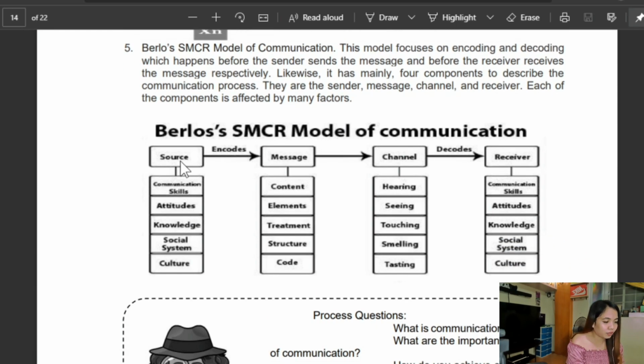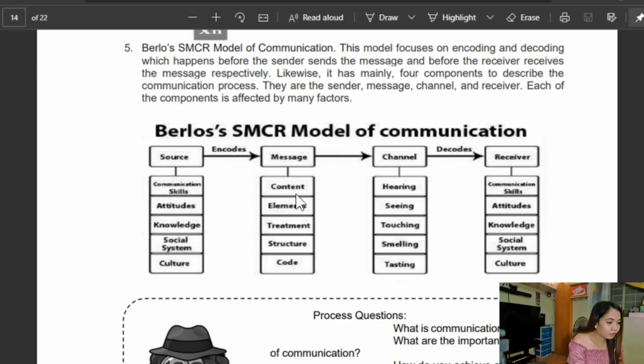So let us try to study the source. The source refers to the sender. The sender encodes the message, which is sent through different channels or medium. The message is then decoded by the receiver. So let us see the source. In the source, we can see the communication skill, the attitude of the speaker, his knowledge about the message, the social system, and the culture. So what is the culture that the sender comes from or practices?